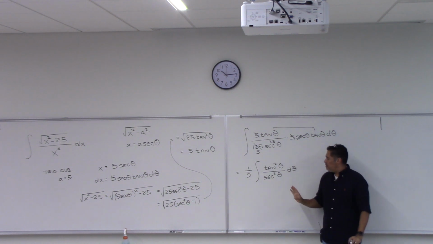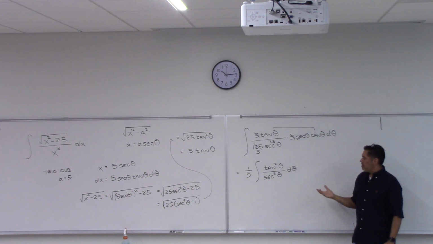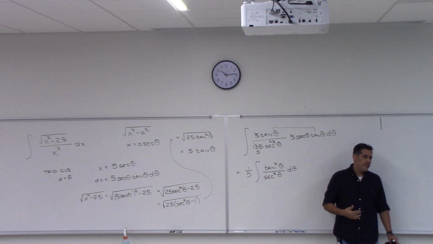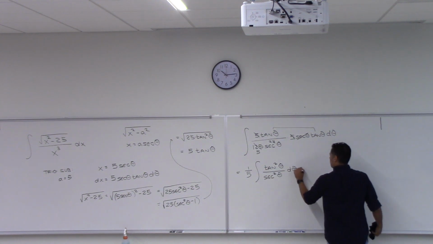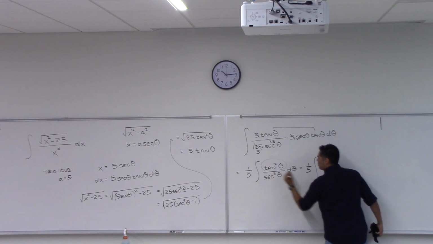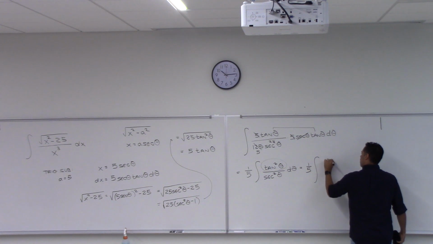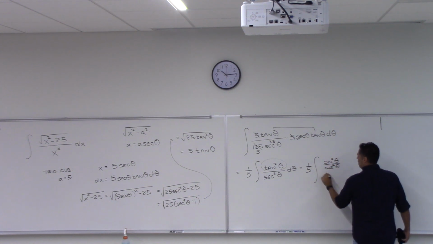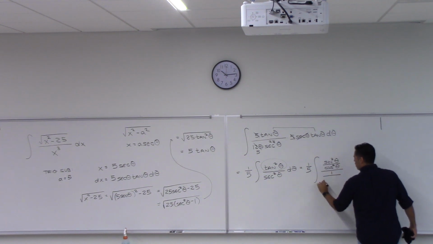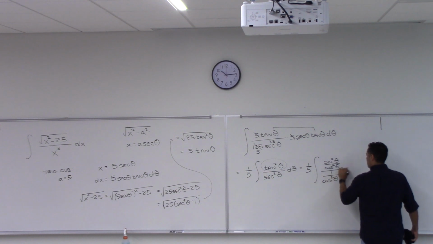So what I'm going to do is a standard technique when we see something like this. I'm going to try and rewrite this in terms of sine and cosine. So this is 1/5 integral. This one right here, tangent squared, I know that's sine squared theta over cosine squared theta, and then over secant squared theta, which is 1 over cosine squared theta, d theta.